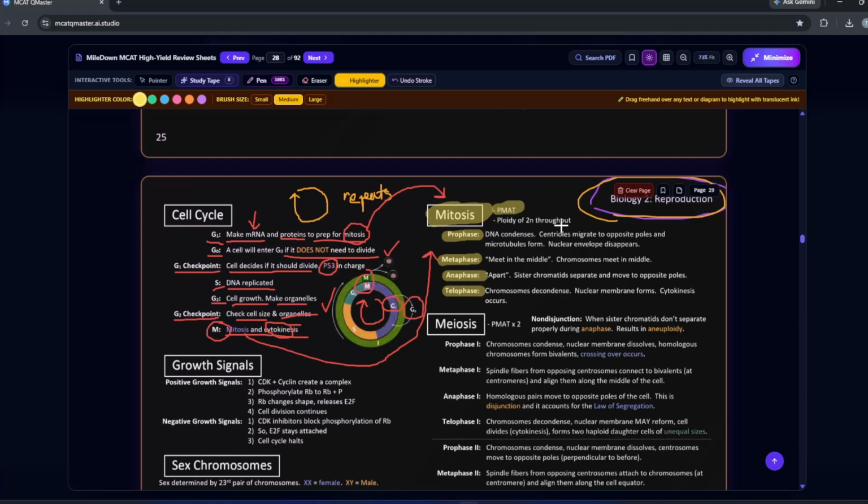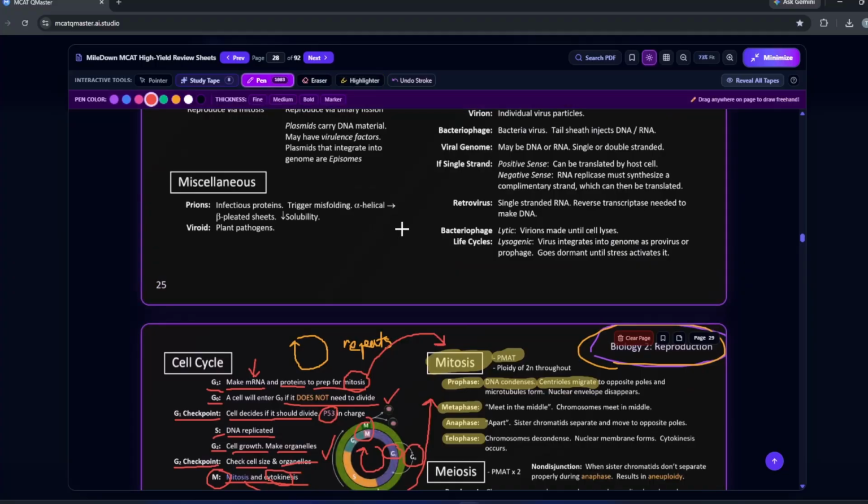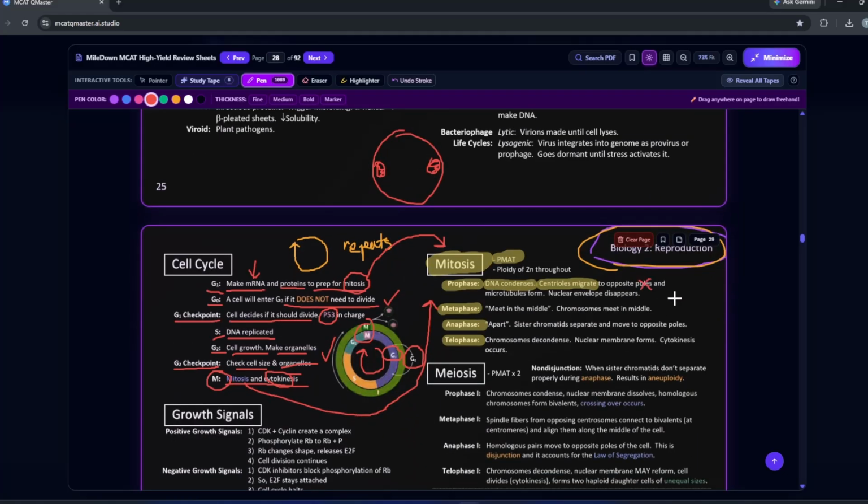Ploidy of 2N throughout. I'm going to explain this afterward, so it's not too distracting. So basically, prophase is where your DNA is going to condense, and centrioles migrate. We learned about centrioles in chapter 1. They migrate to opposite poles. So pretend this is your cell. Your centrioles are migrating to opposite poles, right? Opposite sides, in other words. And microtubules form, and your nuclear envelope disappears. So this stuff happens in prophase.